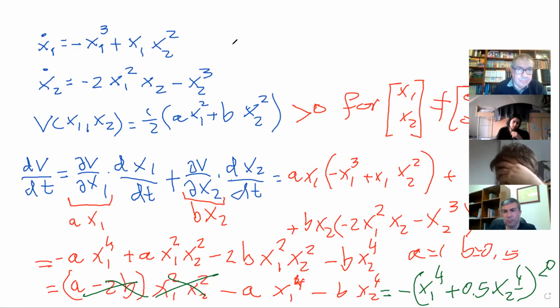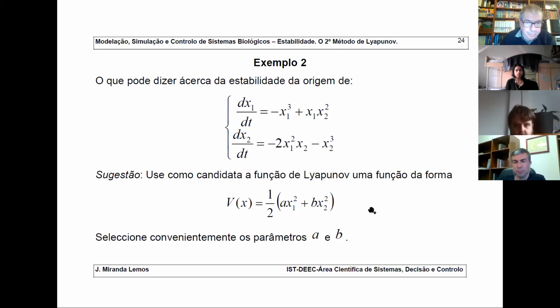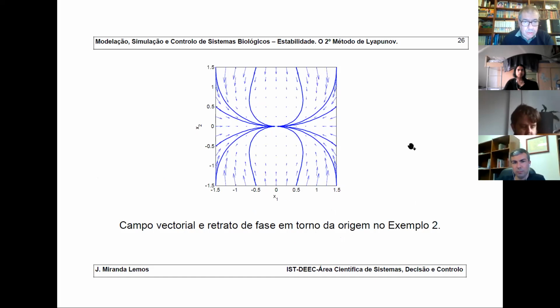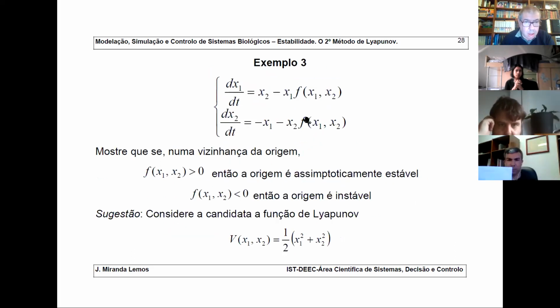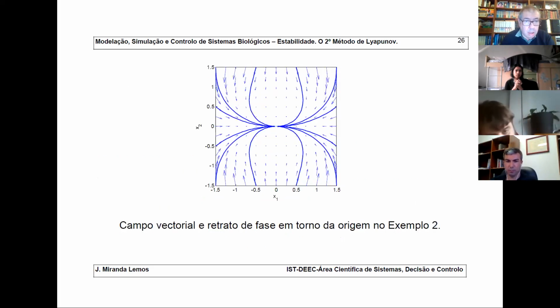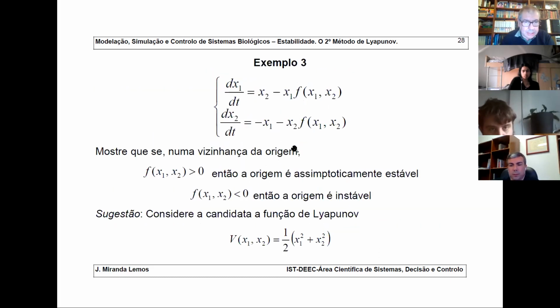So let's see another example. If you want to see, this is obtained by numerical integration of the system of equations for different initial conditions, and you see all the trajectories go to zero. So it's asymptotically stable. I mean, if you disturb it a little bit, you return. Okay, so let's see another example.